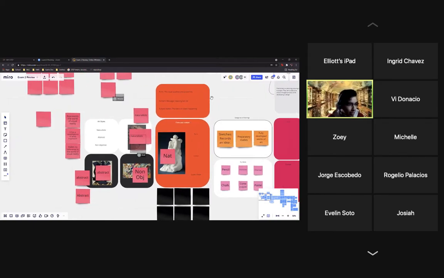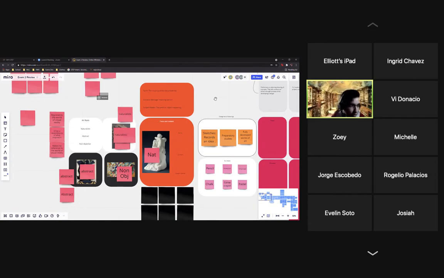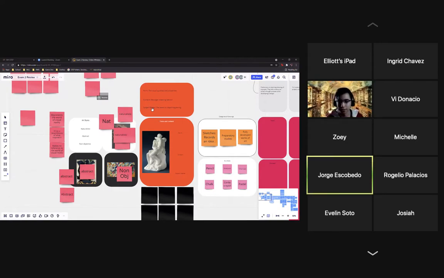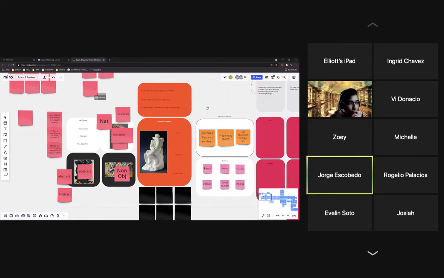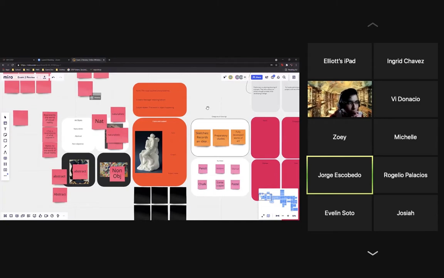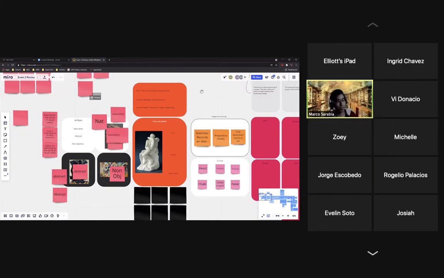Now the next section, it talks about form and content. Now, Jorge, would you like to read this portion here? So form, content, and subject matter, please. Yeah, of course. Okay, so form, the visual qualities and properties. Content, message and meaning behind. And then subject matter, the event or object happening. Yes. Yeah, exactly. Thank you, Jorge.